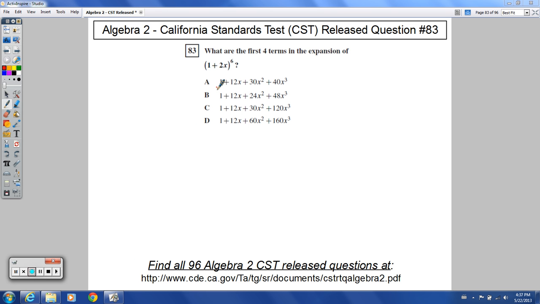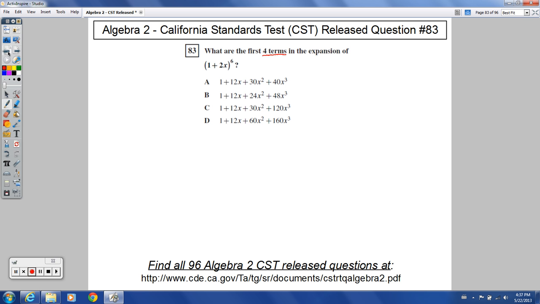Hello, welcome to Algebra 2 CST release question number 83. It says, what are the first four terms in the expansion of (1 + 2x) to the 6th power? So first four terms, we just need to figure out the first four. There's actually going to be 7.